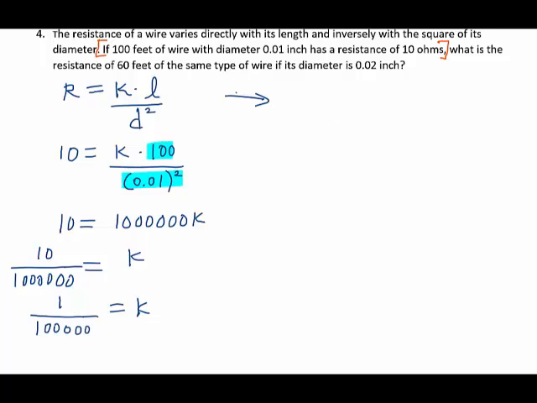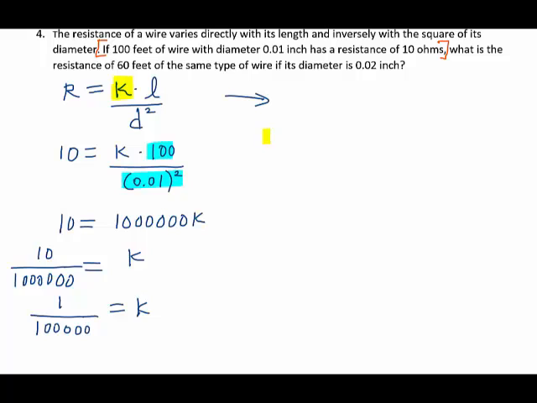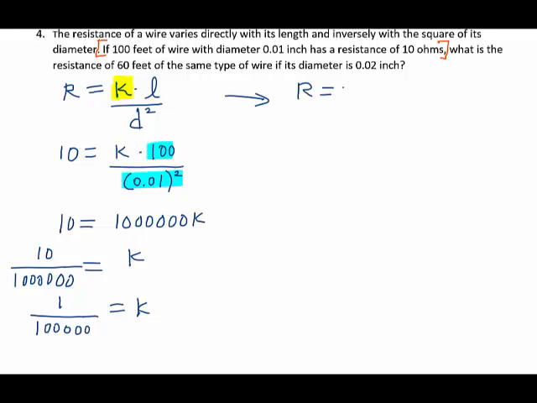Next, we're going to use this value, substitute it into our general formula, and find our variation equation. So R is equal to 1 over 100,000 L divided by D squared. But that's the same thing as 1L, or just L, over 100,000 D squared, which looks a lot nicer.